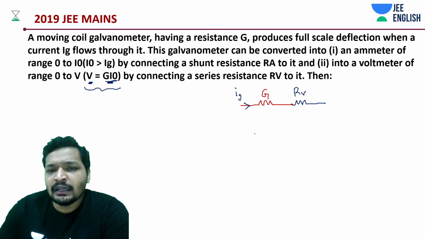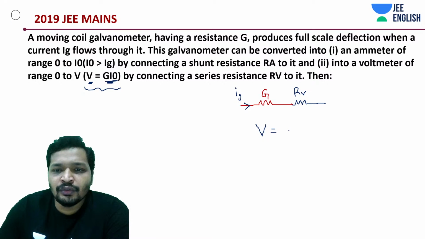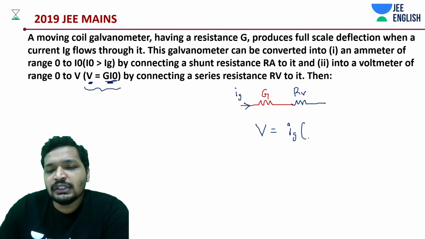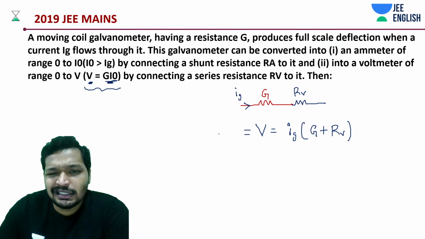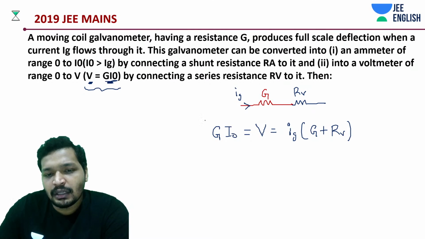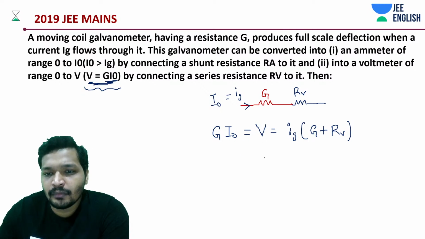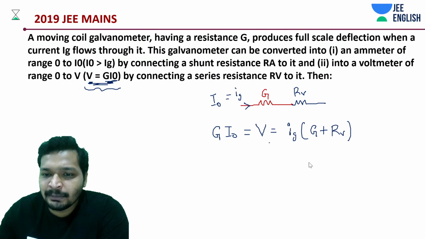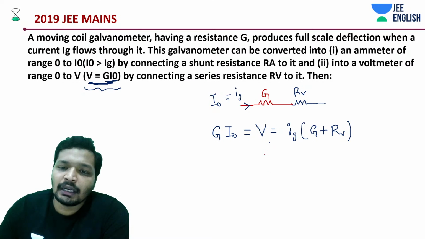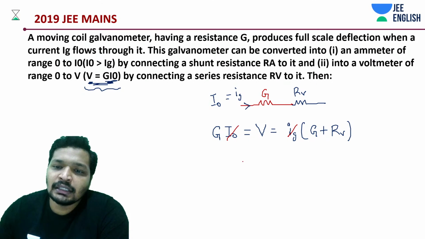So let's start calculating it. Now V is equal to IG into G plus Rv. That means this is G into I naught, given to you in the question. So let's start solving this. And I naught is basically the IG. Right, that means if I simplify the left and right hand side, this and this would get cancelled out.